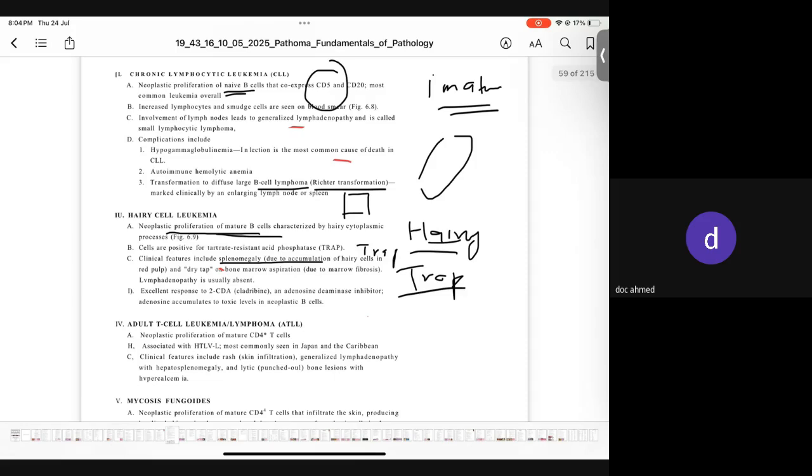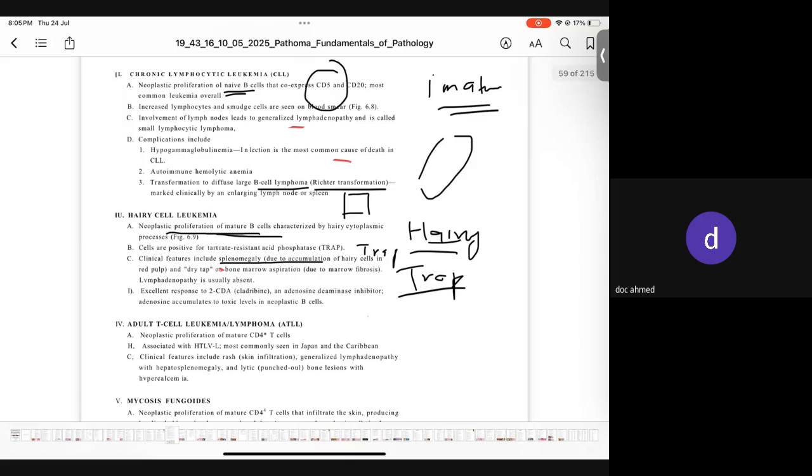Generalized lymphadenopathy is a cancer. They're going to make antibodies against our own blood cells. They're going to be making defective antibodies: agammaglobulinemia, severe infection. Hairy cells, mature B cells, hairy, and they trap.